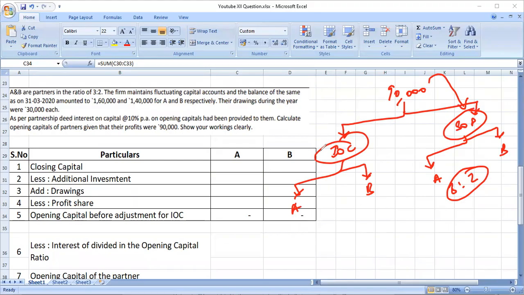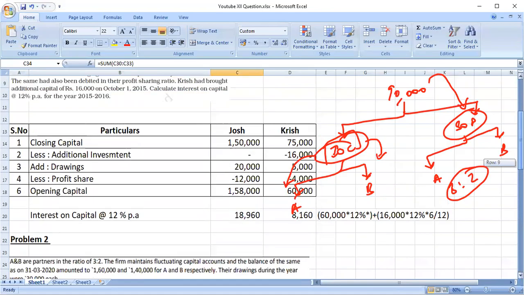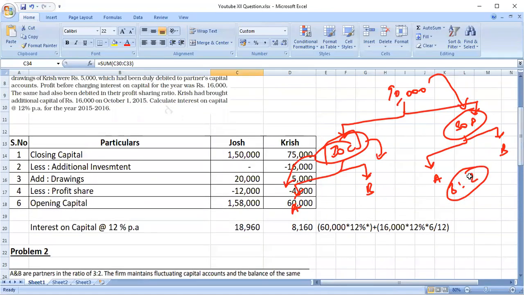In order to find out how much interest on capital would have gone to A and B, we need the opening capital. But in order to find out the opening capital, we need the amount of interest on capital. Unlike the first question, where you did not require the amount of interest on capital, as interest on capital had not been provided at all. The entire 16,000 was shared in 3:2 ratio only. So we just divided it and reduced it from the closing capital in order to arrive at the opening capital.